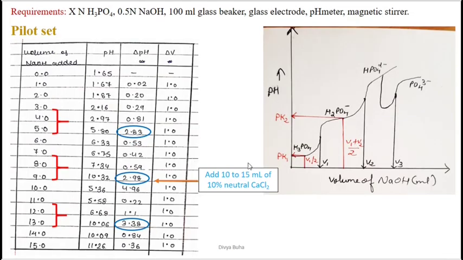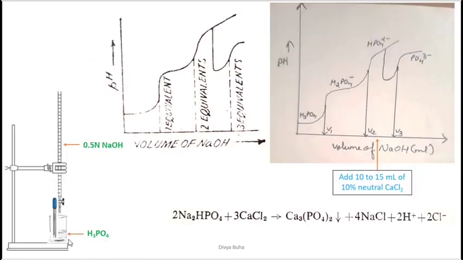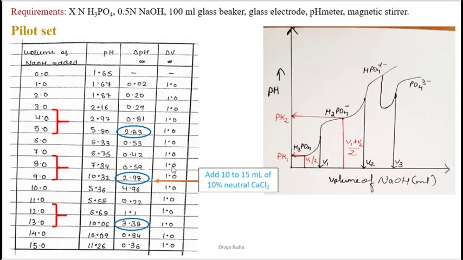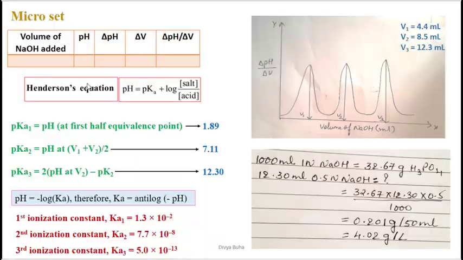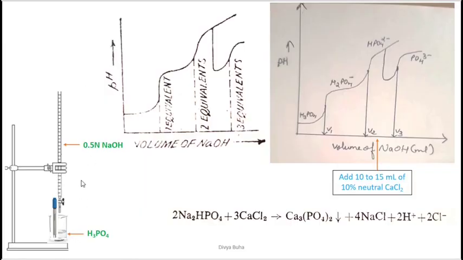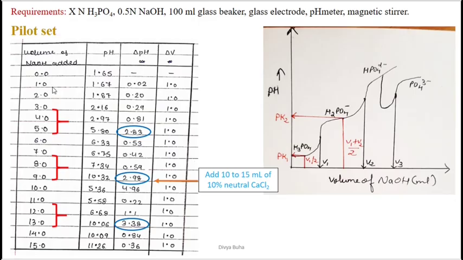So this graph is drawn by using the pilot set, that is of pH versus volume of NaOH added. You will have a range of the pH and the range of the NaOH being added. In the micro set, you again have to take 50 ml of 0.05 normal H3PO4, and first find out the pH of the solution before the addition of the NaOH. Then add 1 ml of NaOH, find out the pH, second ml, third ml, then fourth ml.